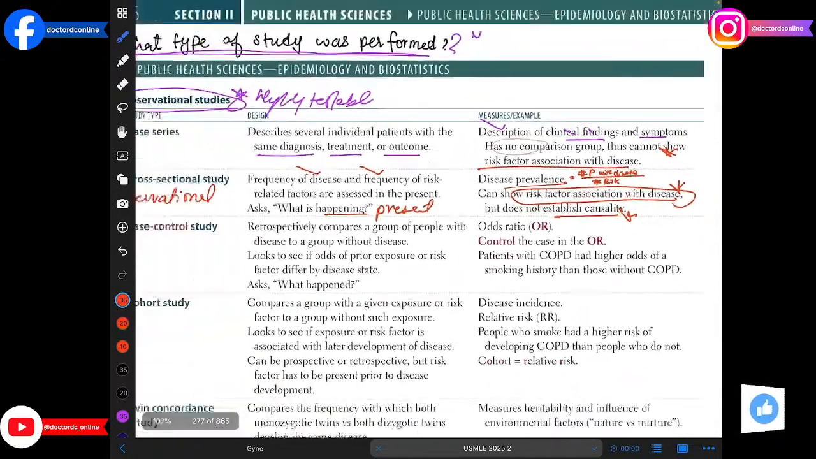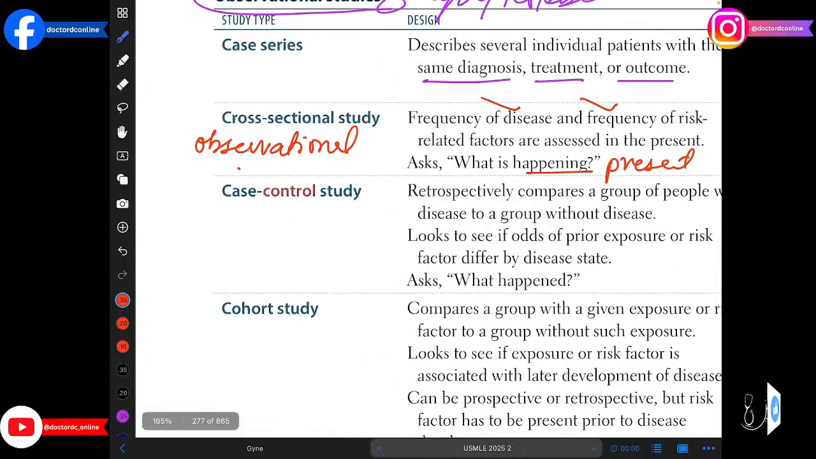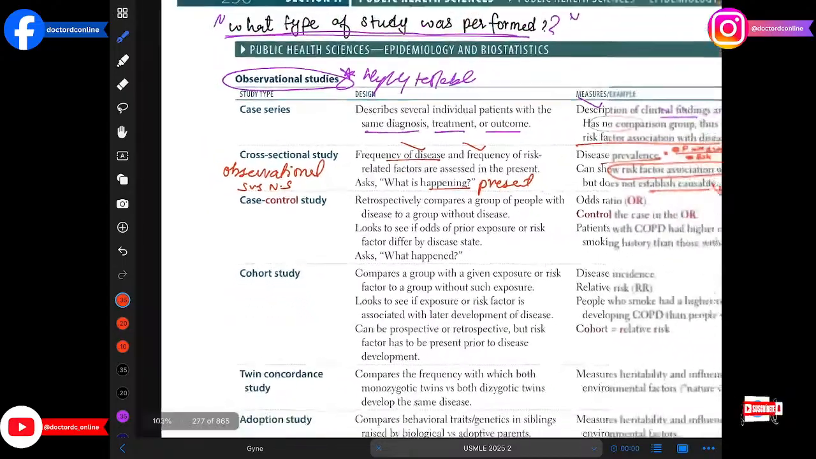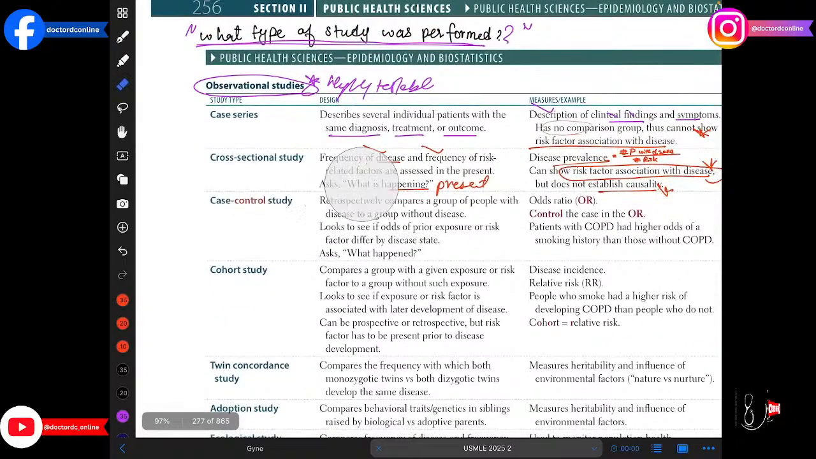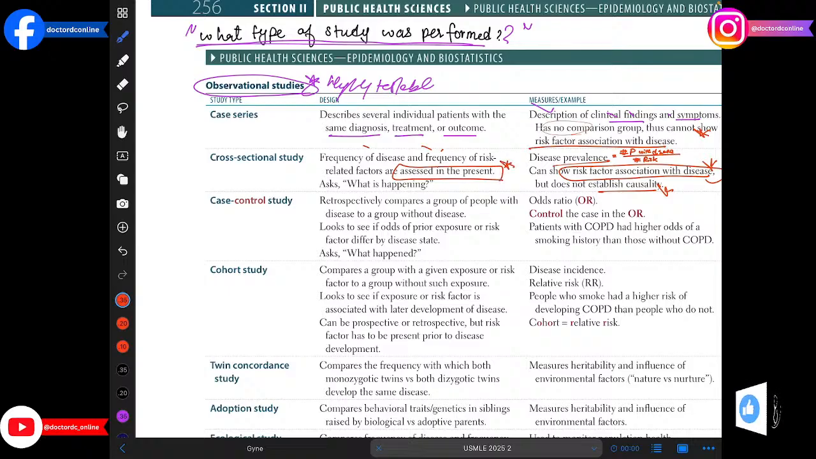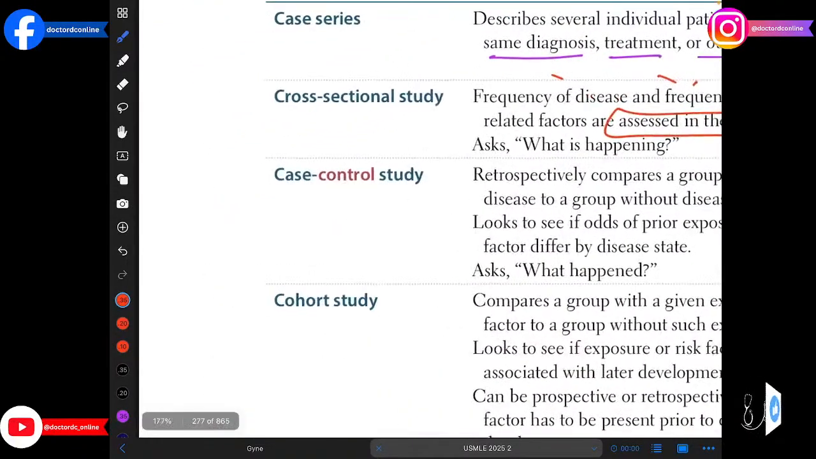An example of a cross-sectional study would be looking at smokers versus non-smokers and their frequency of peripheral vascular disease. Here you're collecting data in the present moment to assess the frequency of peripheral vascular disease within a group of smokers versus a group of non-smokers.